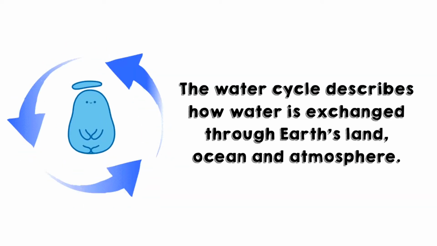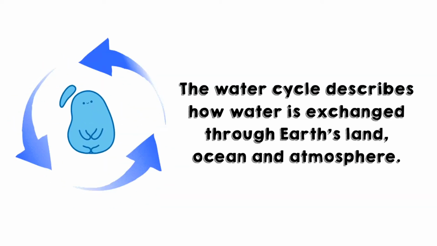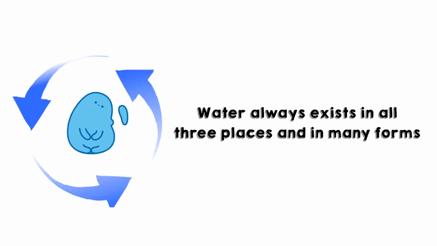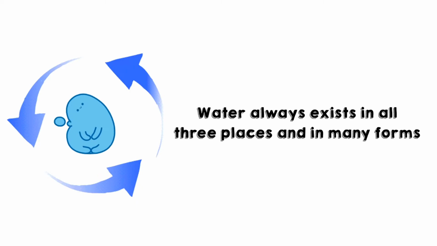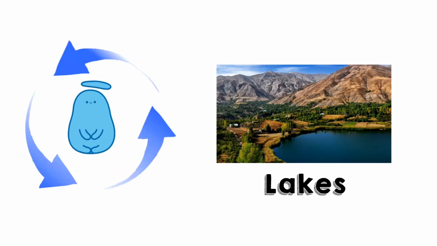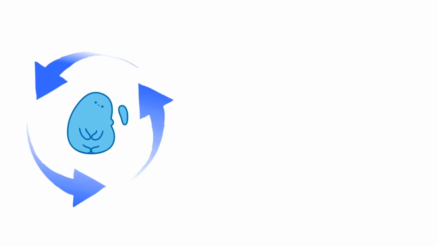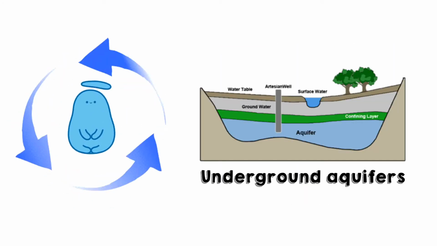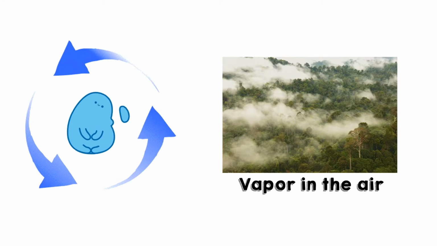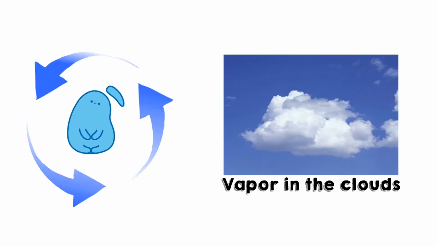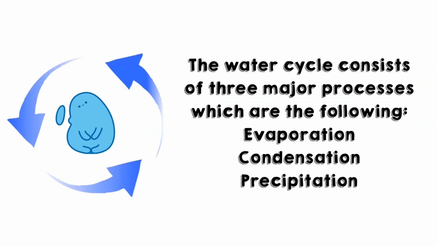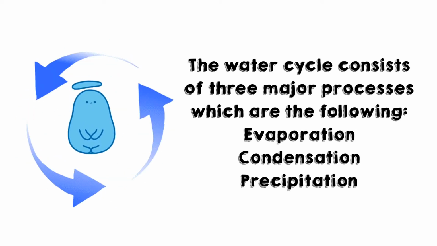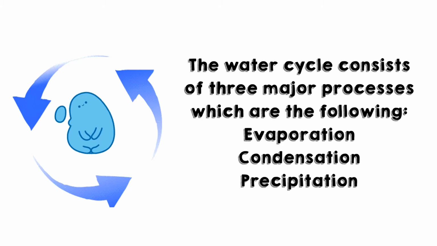The water cycle describes how water is exchanged through Earth's land, ocean, and atmosphere. Water always exists in all three places and in many forms, as lakes, rivers, glaciers, ice sheets, oceans, seas, underground aquifers, vapor in the air, and vapor in the clouds. The water cycle consists of three major processes, which are the following: evaporation, condensation, and precipitation.